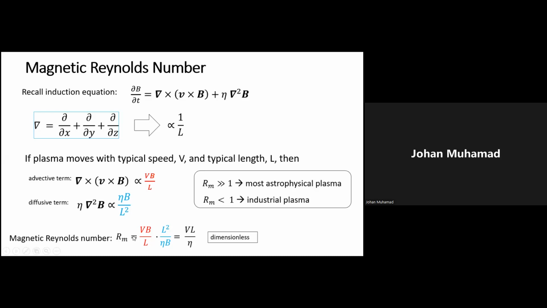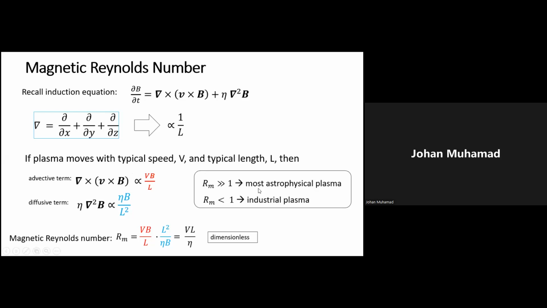We call it Rm, like this: VB over L divided by eta B over L squared. Or you can write it like this, and we get that the magnetic Reynolds number is VL over eta. Eta is the magnetic diffusivity. If we have a very large magnetic Reynolds number, and it's the case in most astrophysical plasma, then it means that the advective term is more dominant than the diffusion term.